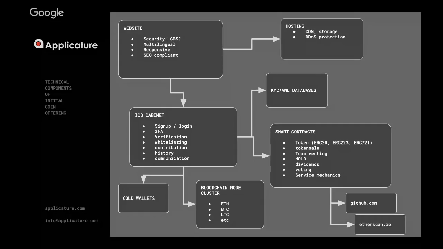And Etherscan.io, you want to basically submit your token information on Etherscan, and you want to verify your contract there. So basically, I think that's it about the typical structure of the ICO in terms of the technical architecture.